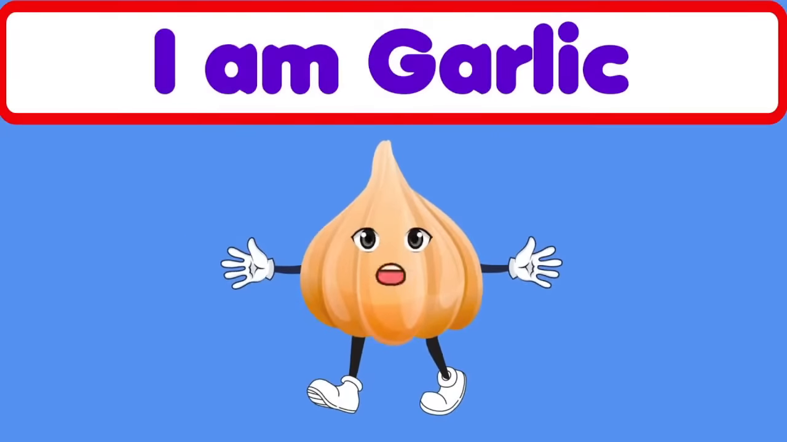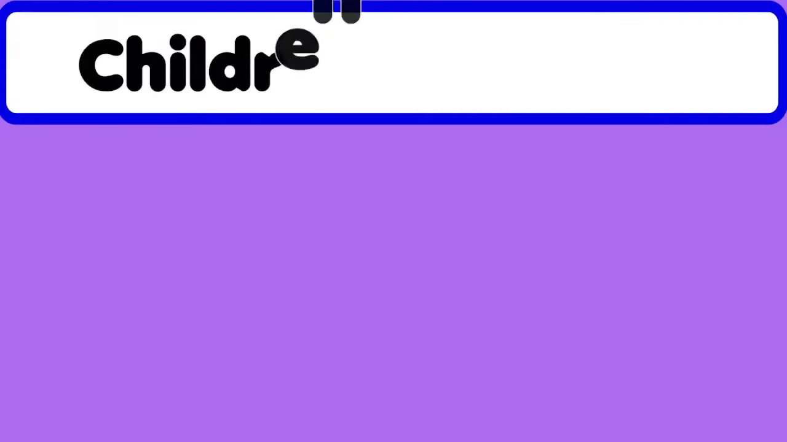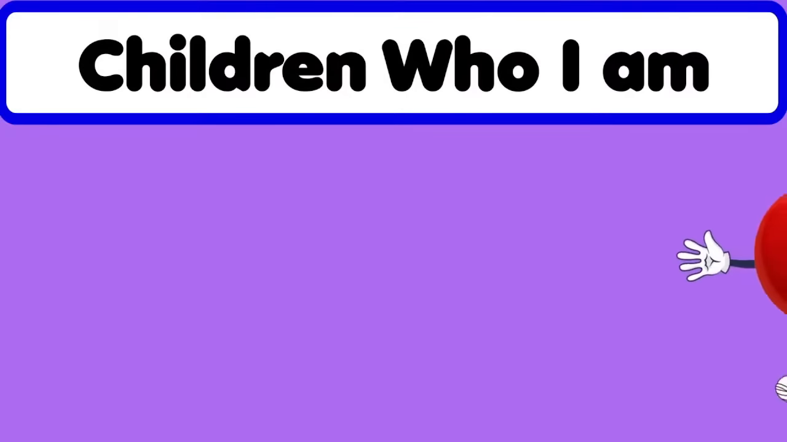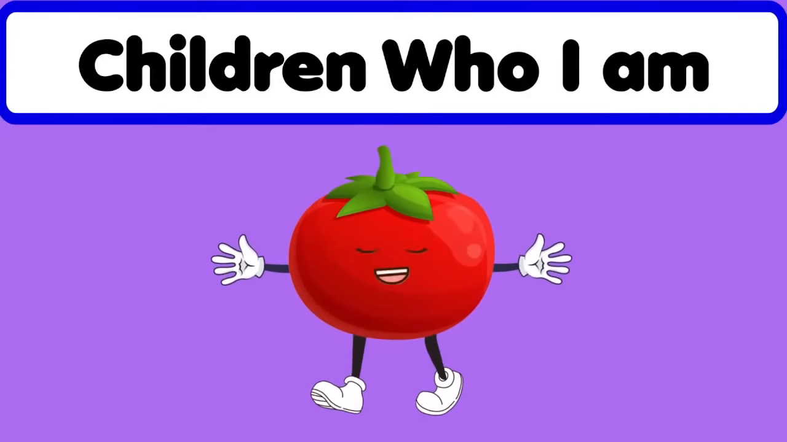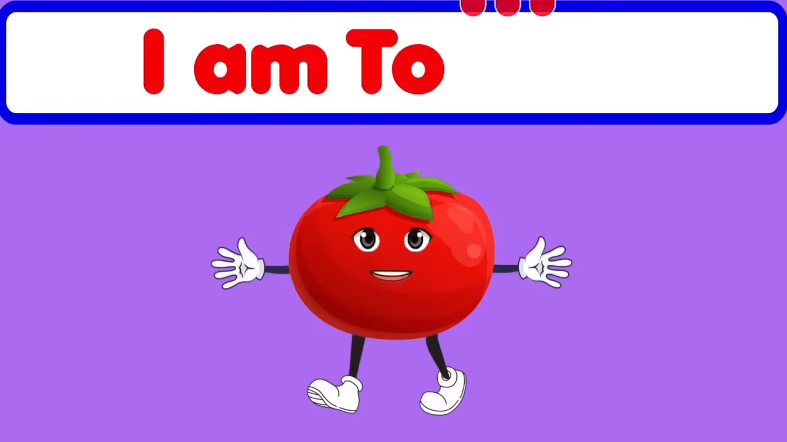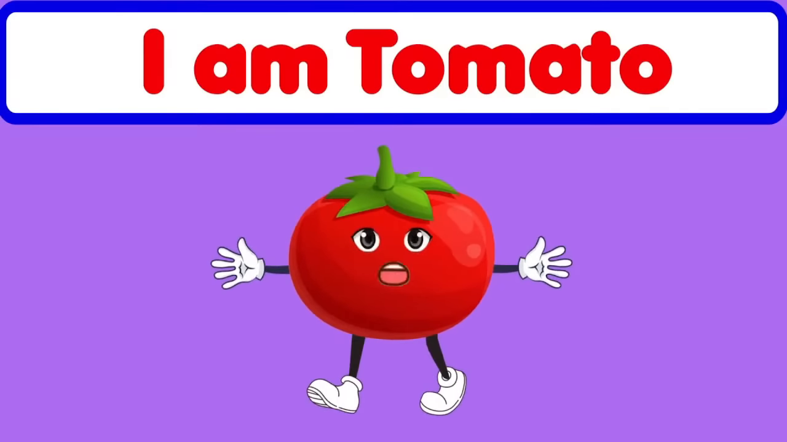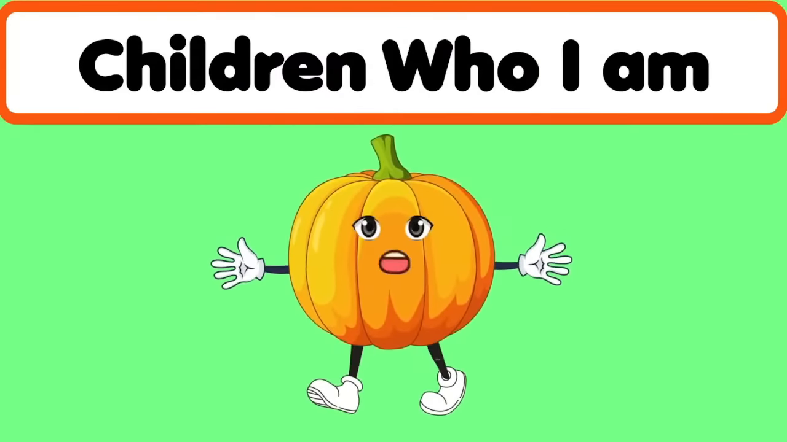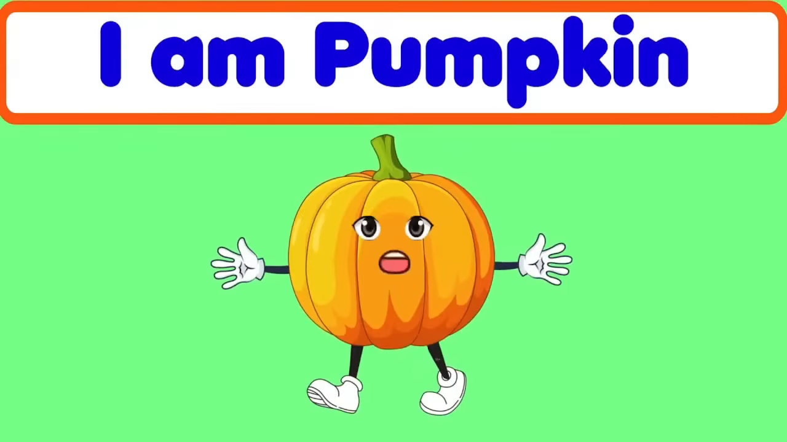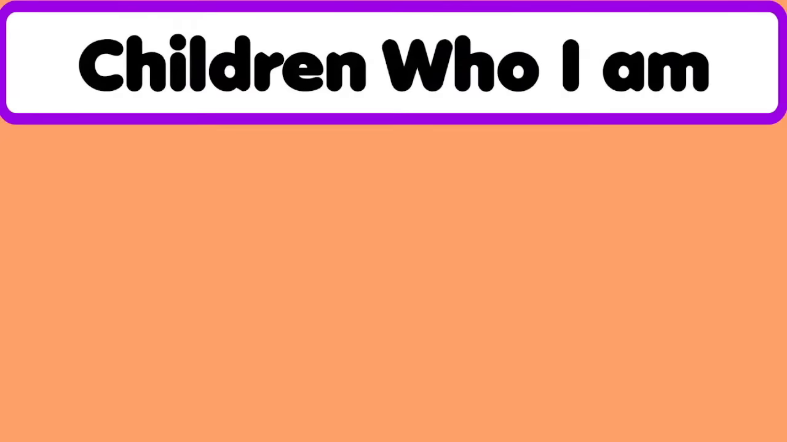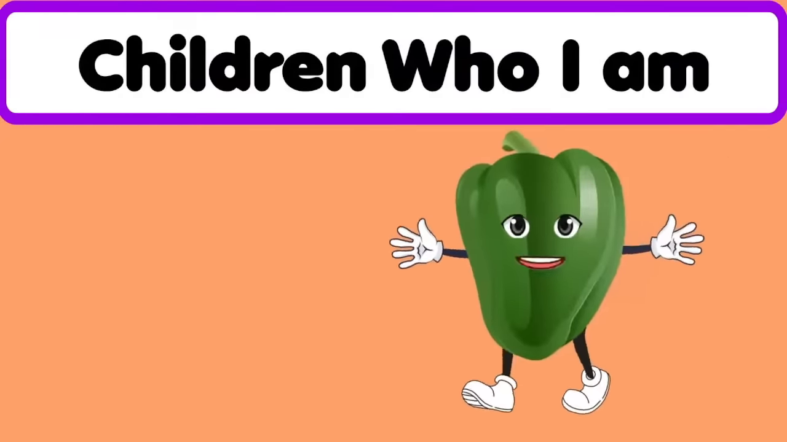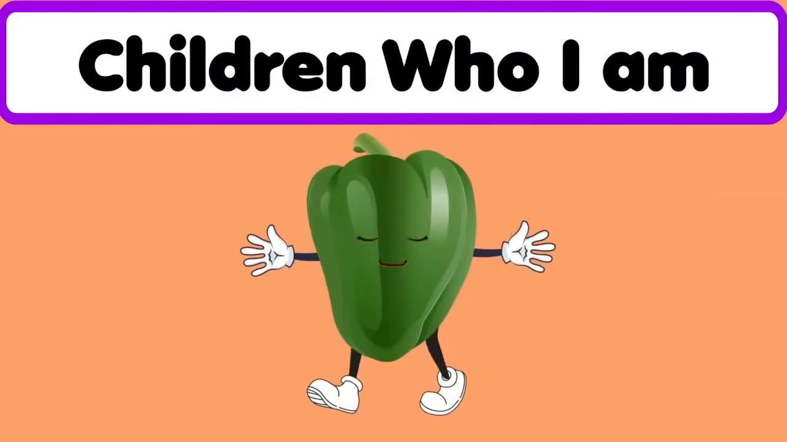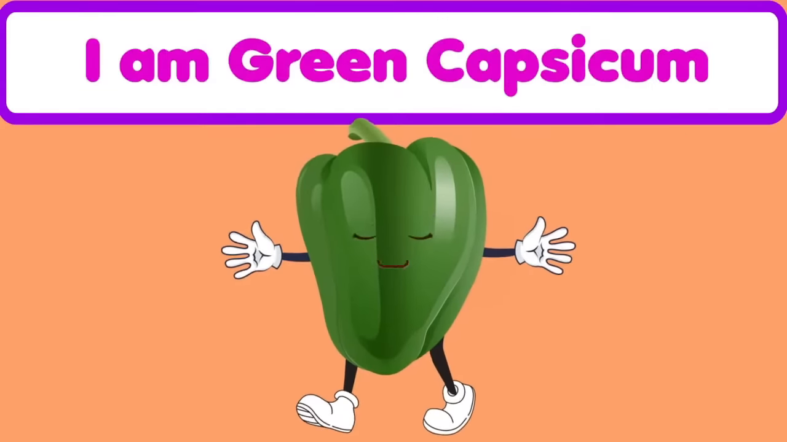I am a toddler. Children, who am I? Tomato. I am a tomato. Children, who am I? Pumpkin. I am a pumpkin. Children, who am I? Green capsicum. I am a green capsicum.